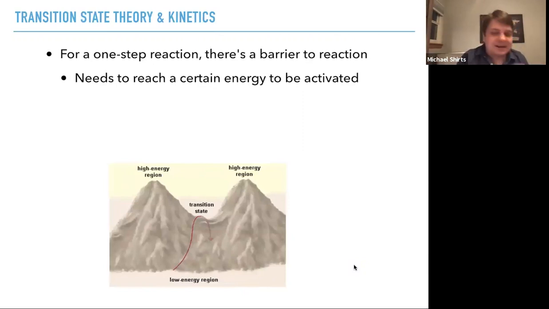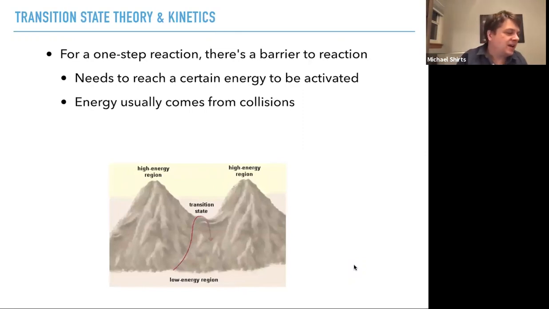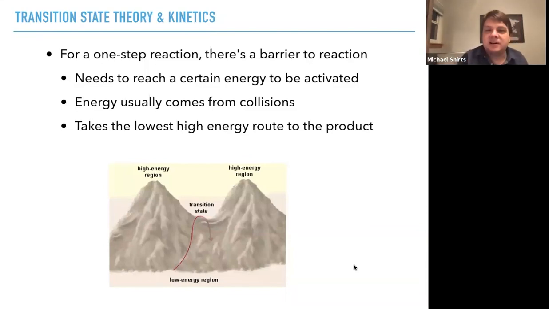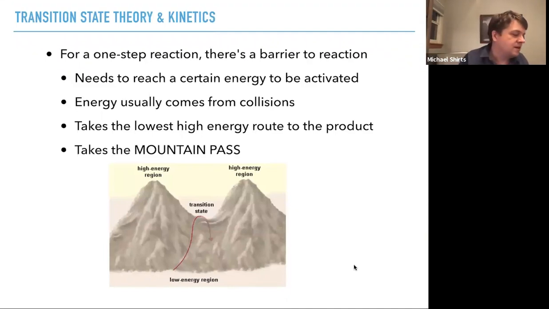We're in Colorado, we know mountain passes. There's a mountain pass that gets you from one valley to the next valley with the least extra energy, and that's the transition state. And the energy usually comes from molecular collisions. So when it gets energy in just the right way, then it has enough energy to move over the mountain pass into the next valley. Again, it's going to be taking the lowest high energy route. It takes the mountain pass, not over the mountain peaks. So right, if you're going up to Loveland Pass and you see everybody skiing down there, that is where we're going. We're not going to go straight over the mountains.